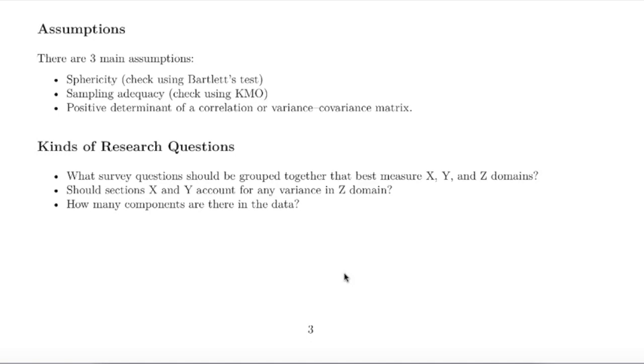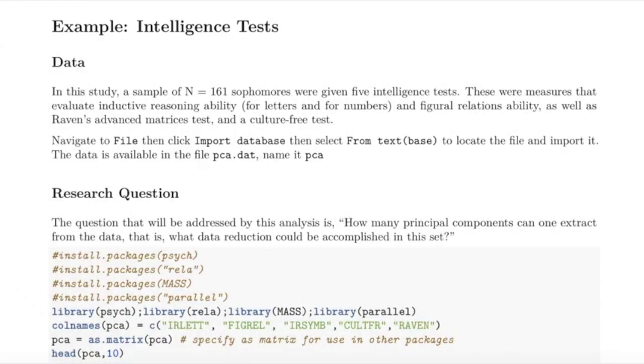The kinds of research questions that you can answer using PCA, here I have a couple of examples. What survey questions should be grouped together that best measure X, Y, and Z domains? So here we have 3 dimensions. Should sections of X and Y account for any variance in the C domain? How many components? You just want to see how many components there are in the data. This is very exploratory, and most likely the first example is about an intelligence test.